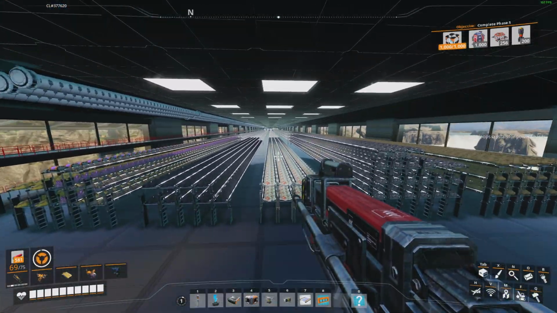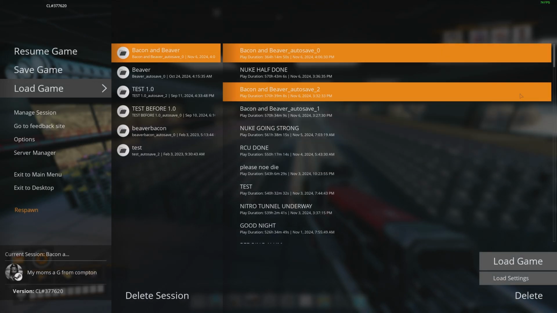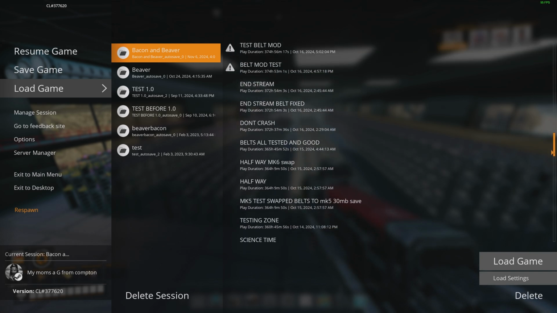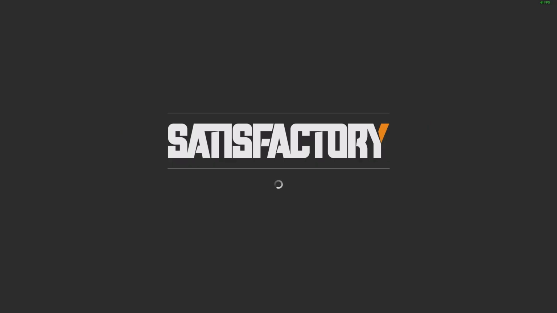So what I did is I loaded my save into the calculator, and I converted or downgraded all of the belts to Mark 5. And what you'll see is the Mark 5 belts will now lag exactly like the Mark 6 belts did, and the Mark 6 belts will not lag at all.